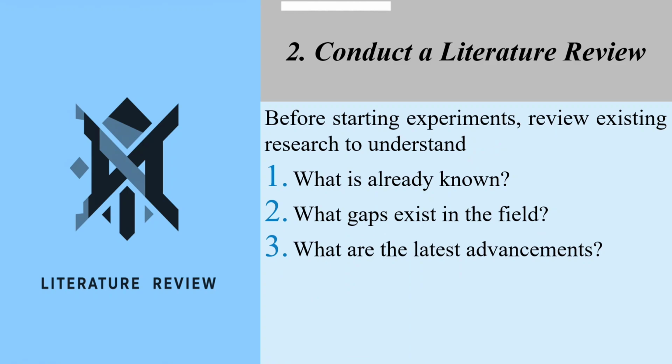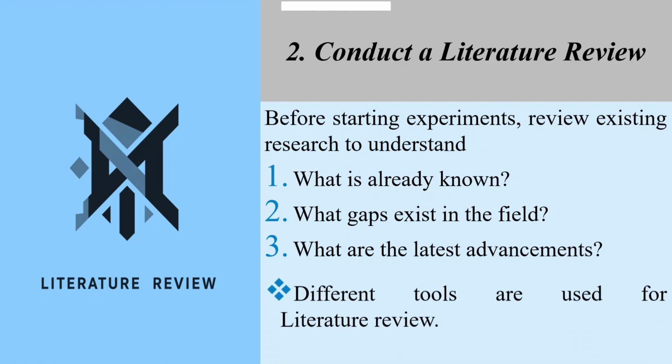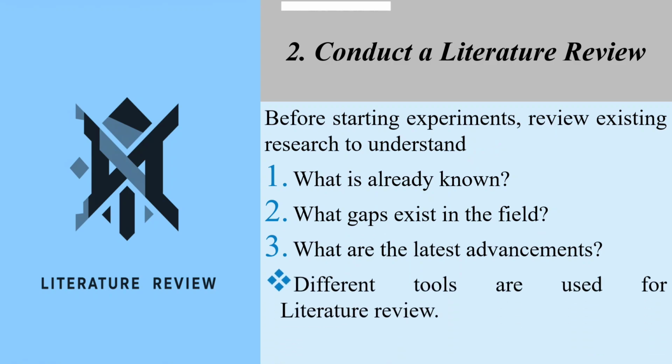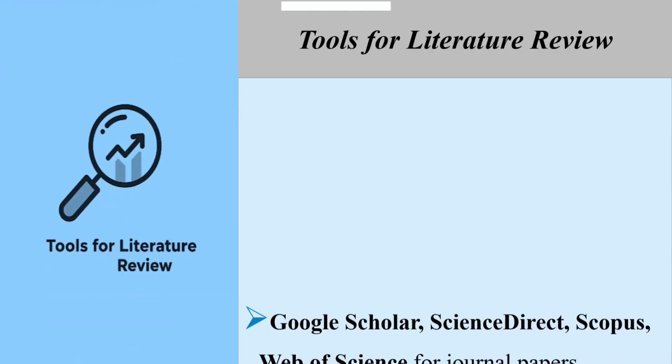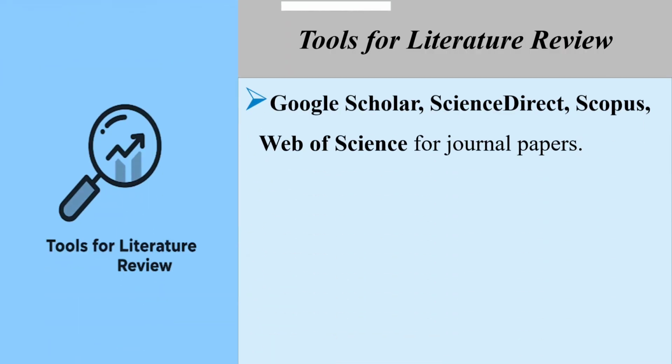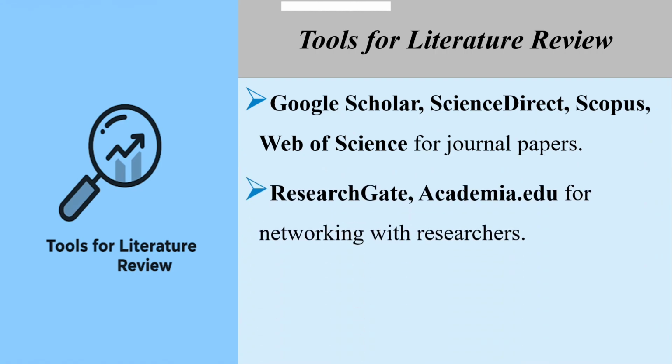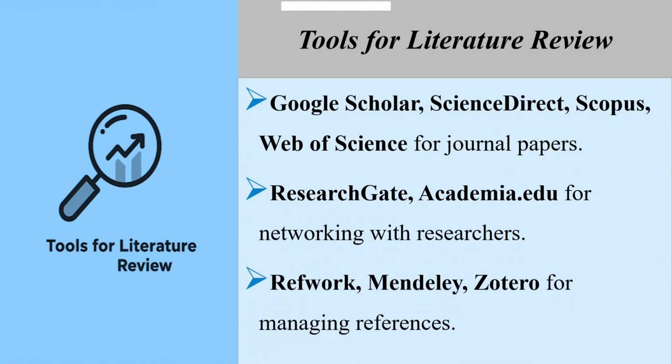And for the literature review, we have to use various tools, and those tools may include Google Scholar, Science Direct, Scopus, or Web of Science for searching the various research journals or research papers, basically. And we can even use ResearchGate or academia.edu for networking with other researchers.